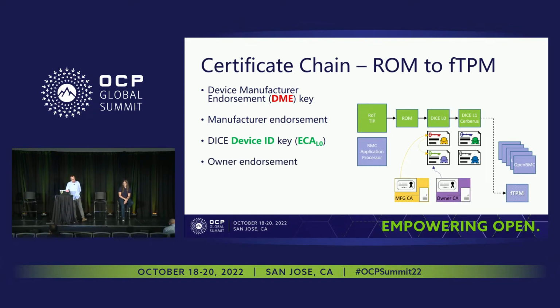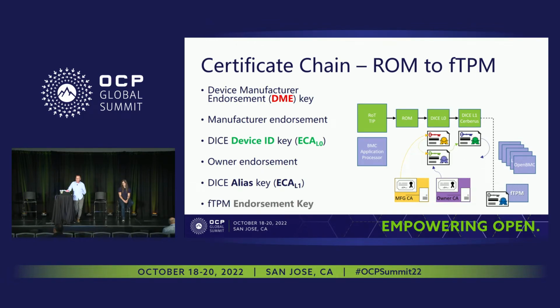So the platform manufacturer or owner, whoever is running the firmware, can verify that and generate a certificate for that device identity key whenever required. The DICE device ID would be used in a standard DICE form and application to certify the alias key running in layer 1 under Cerberus, which will generate and certify the firmware endorsement key, which will be passed to the firmware TPM running under the BMC.